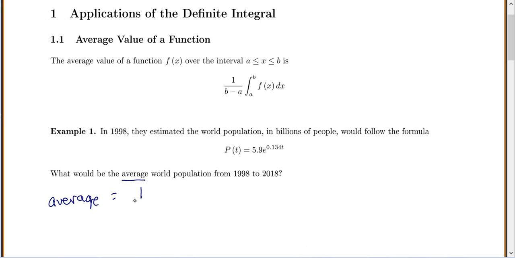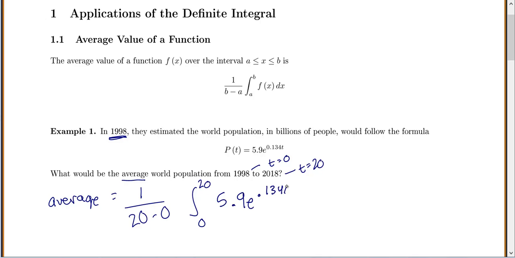So our average is going to be 1 over, okay, we need to know what b and a are. Now when they say from 1998 to 2018, this was starting at 1998, and so this is going to be t equals 0. In 2018, that's a difference of 20 years, so this is going to be t equals 20. So we're going to go 1 over 20 minus 0, and then we're going to integrate from 0 to 20, our 5.9 e to the 0.134 t dt.